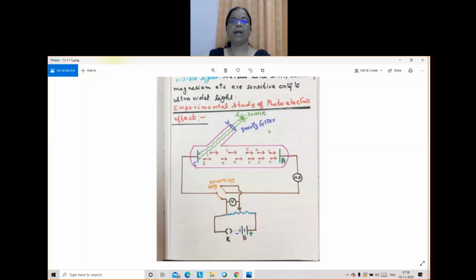Then what will happen to the ejected electrons? Will they reach fast or will they reach slow? That is the question. When I increase the potential, will the electrons reach faster than before? Say, Parvati. When I increase the positive potential of plate A, will the electrons reach faster or not?